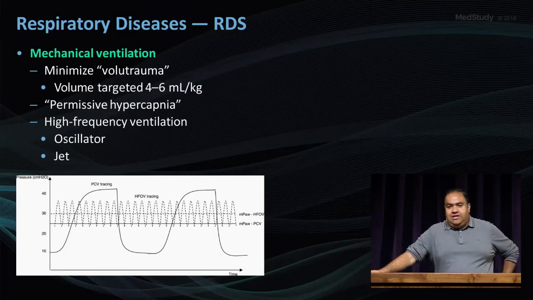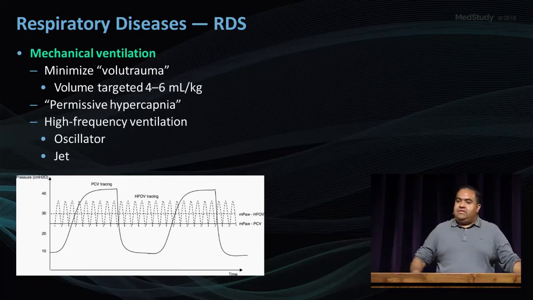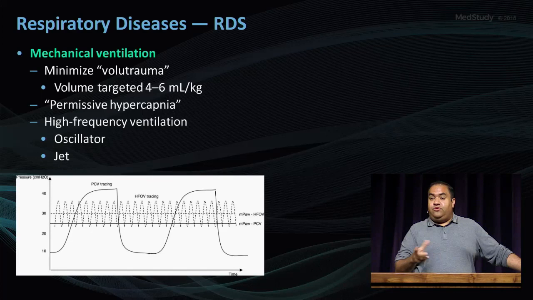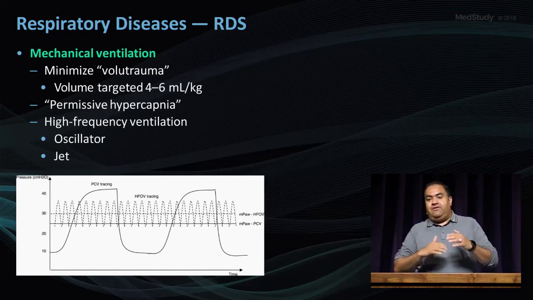When we look at mechanical ventilation, the whole idea is to minimize the volutrauma and barotrauma that occurs. So we target a volume of about 4 to 6 ml per kilo. This is the type of ventilation we use, volume guaranteed ventilation. So rather than dial in a pressure, we dial in how much volume we want, and we let the babies determine how much pressure they need.